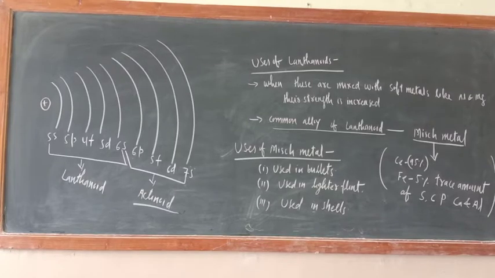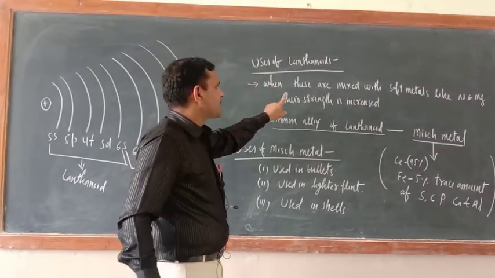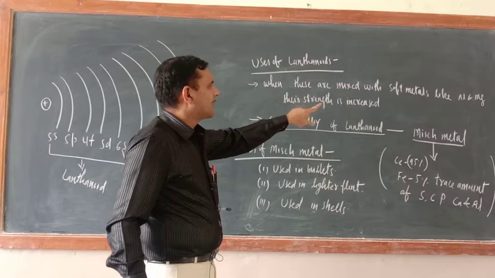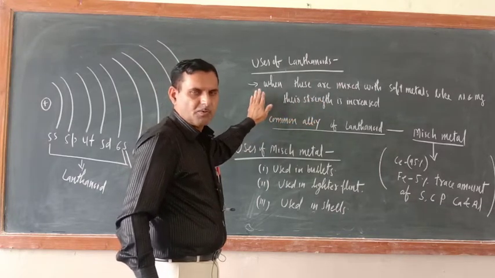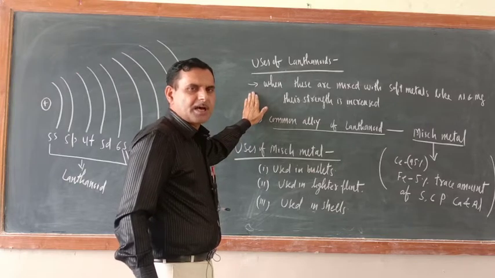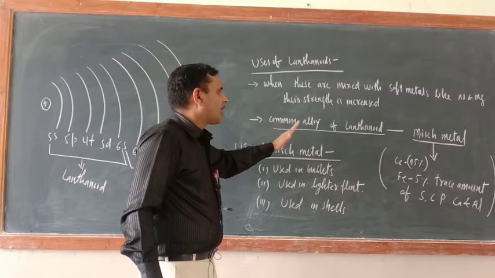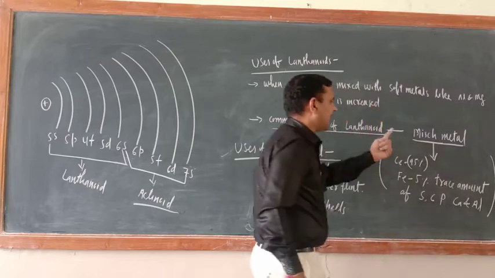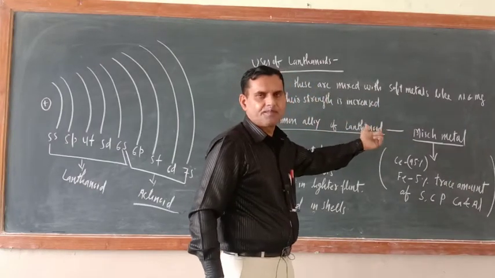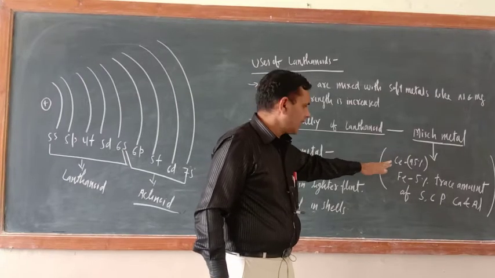So dear cadets, just see the last thing, that is the uses of lanthanides. What is the use of lanthanides? When these metals are mixed with soft metals like aluminium and magnesium, their strength is increased. The common alloy of lanthanides is known as misch metal, M-I-S-C-H.